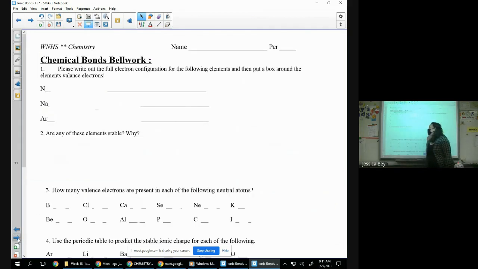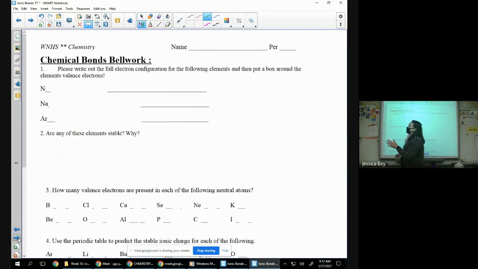The first thing that you have in your packet is I do want to remind you of what we did on Monday. So go ahead and turn to where it says atomic or chemical bonds, bell work. This is going to refresh what we did on Monday. The first one says, please go ahead and write the full electron configuration for the element and then circle the valence electrons. Remember, the valence electrons are the only ones we're going to use in bonding.